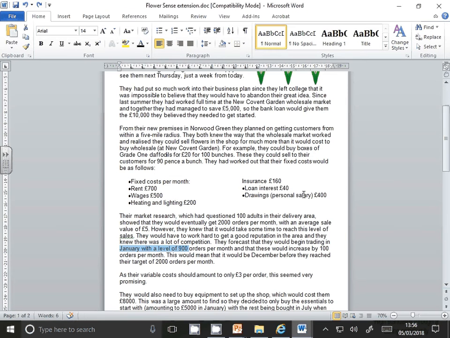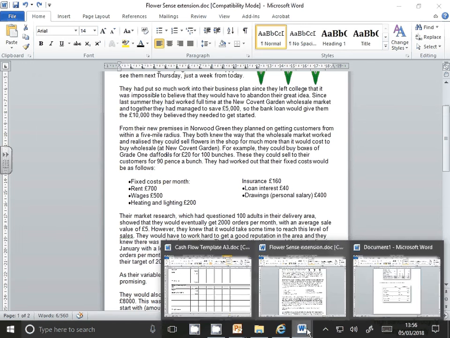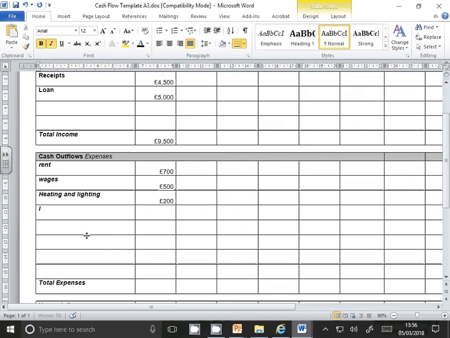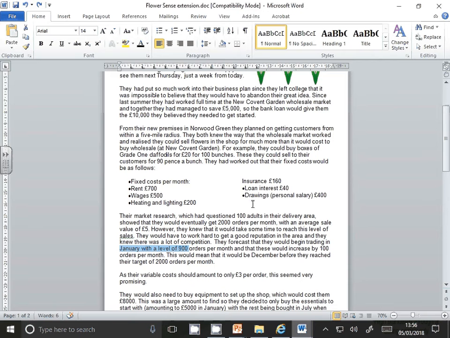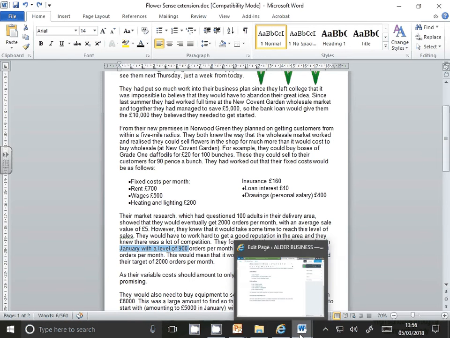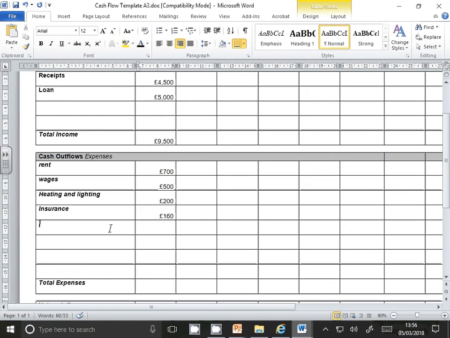And the next one, insurance of £160. Insurance is going to be £160. What else have we got? Loan interest of £40 and personal salary of 40. So loan interest of £40.